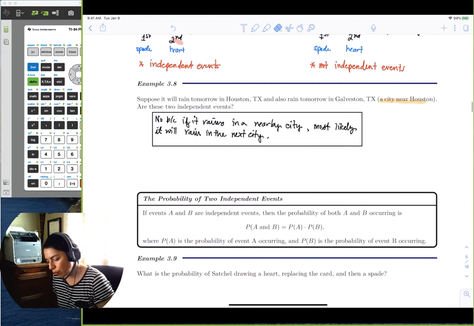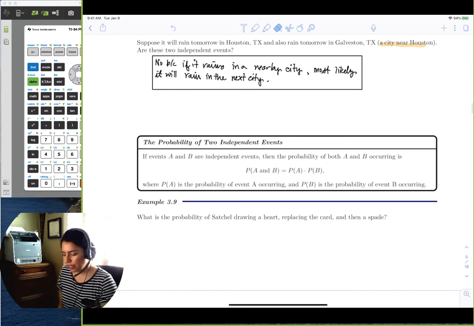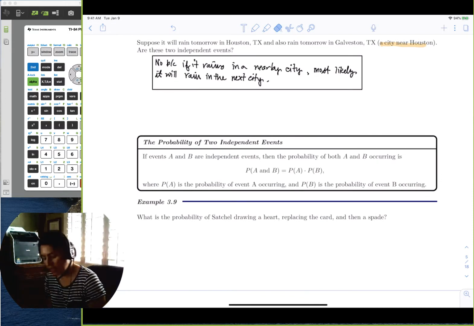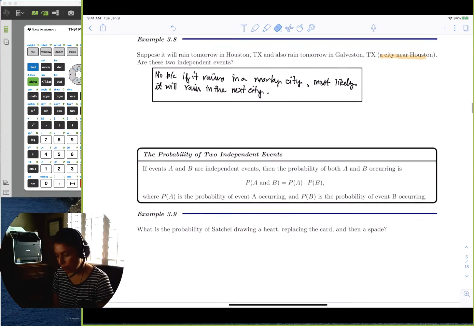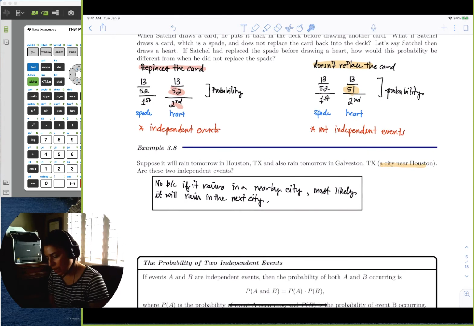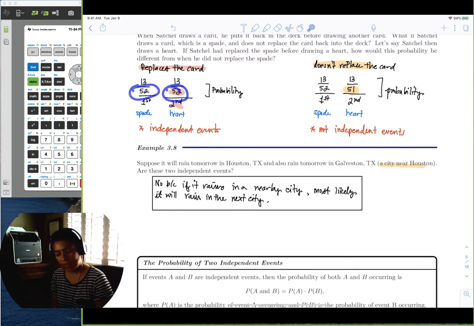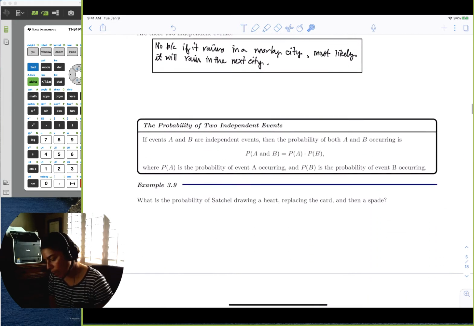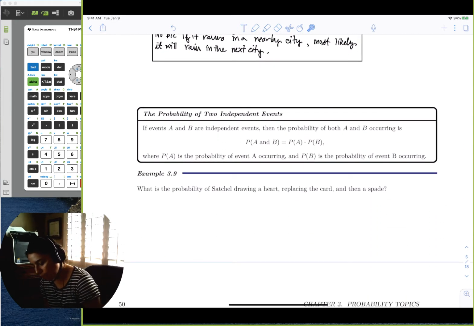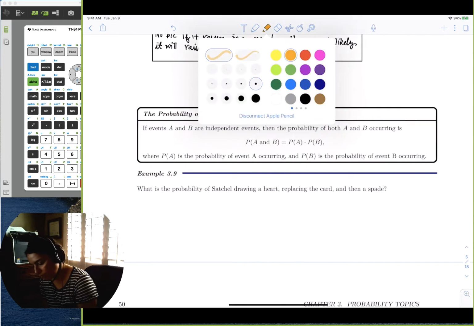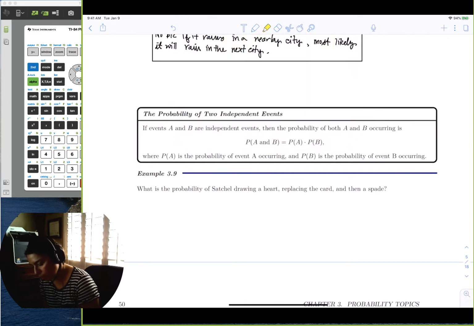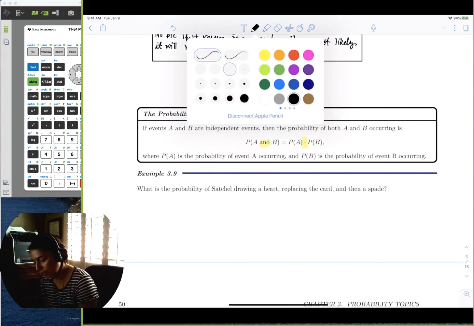Okay, so the problem: what's the formula, Darlene? The probability of two independent events, which means that essentially you're replacing the card and each outcome is likely to happen, is the product of the probabilities. So we denote independence with multiplication.